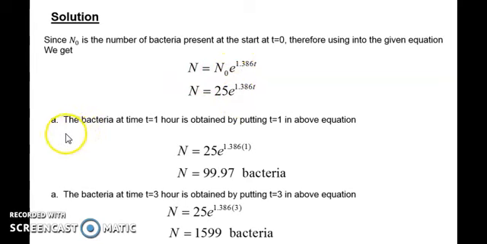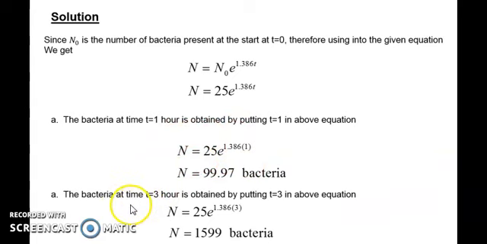Now we'll be solving it for the first part when time equals 1, after 1 hour. What will be the growth of the bacteria after 1 hour? The bacteria at time t equals 1 hour is obtained by putting t equals 1 in the above equation. So instead of this time t, you'll be inserting 1. So 99.97 bacteria will be present after 1 hour.